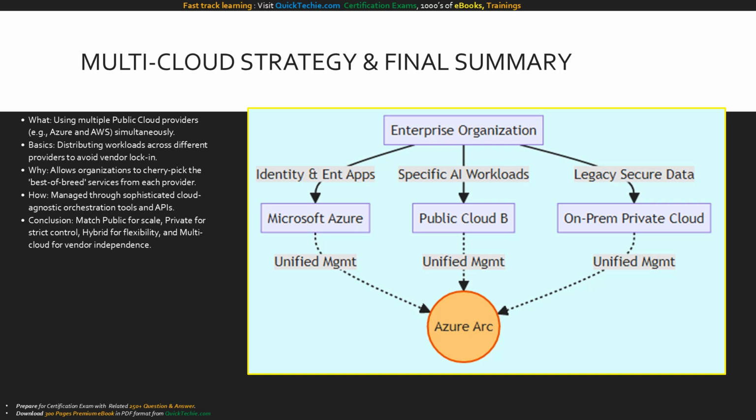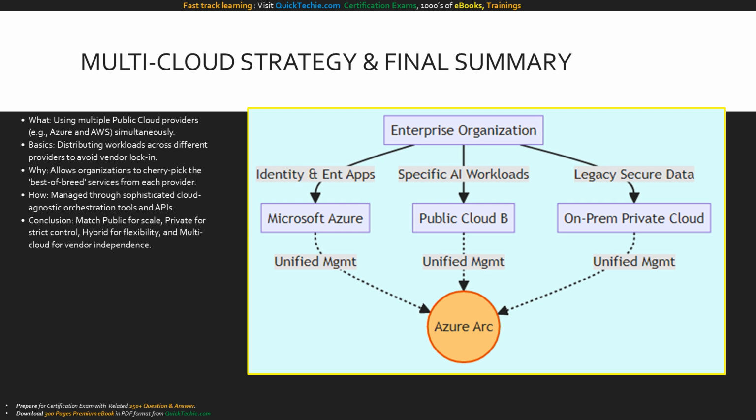To wrap up our training, we must introduce an increasingly popular evolution of cloud computing, the multi-cloud strategy. What is this? It involves an organization intentionally using multiple different public cloud providers simultaneously, for instance, running workloads on both Microsoft Azure and another provider. The basics here involve purposefully distributing your applications to avoid vendor lock-in, meaning you aren't entirely dependent on a single company's ecosystem.